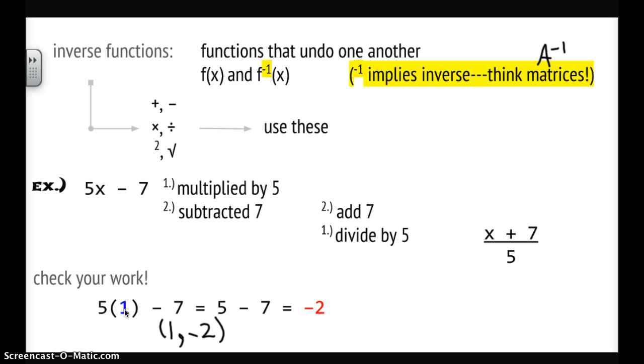Now if I plug it into the second function, then negative 2 plugs in, and negative 2 plus 7 is 5. 5 divided by 5 is 1. I have an ordered pair negative 2, 1. The ordered pairs are switched. It worked. Okay, that's a great sign for us. So as you're looking at this, this is one way to check and know if you did it exactly right.